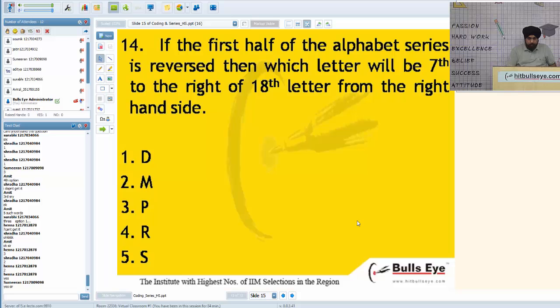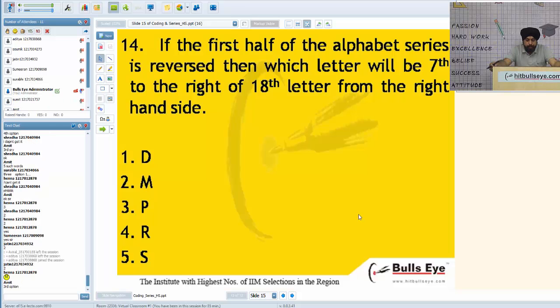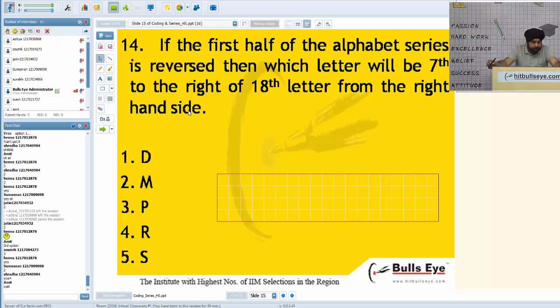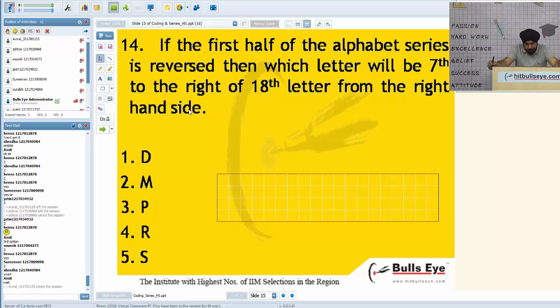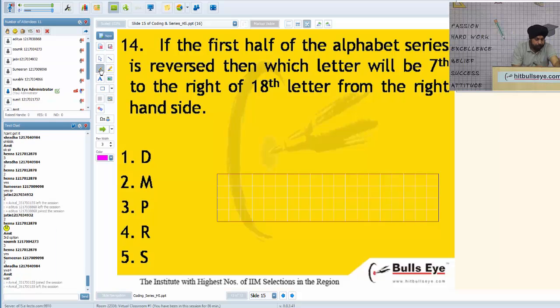Right, students? Answer this. Students, just try and see 18th letter from the right hand side and 7th to the right. So shall I solve it? Okay. Now students, just try and see here. Amit, I think we should solve it because I have to cover 2-3 more topics. So let's not delay that.